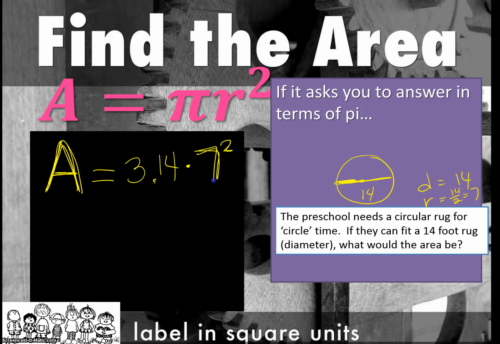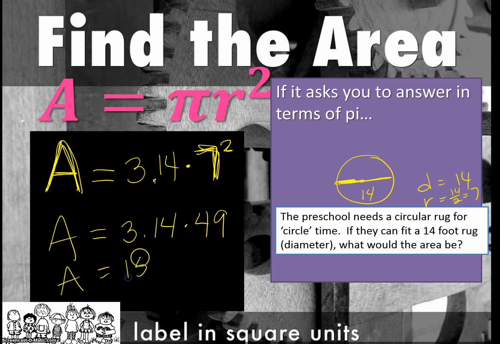So I'm going to do 7 squared. The biggest mistake kids make is when they're doing squared, they do 7 times 2. That's not what it means. It means 7 times 7. And 7 times 7 is 49, so I always do my power first, and then I can go to my calculator and do 3.14 times 49 and get 153.86, or 86 hundredths. My unit, in this case, is feet, so feet squared, or square feet.